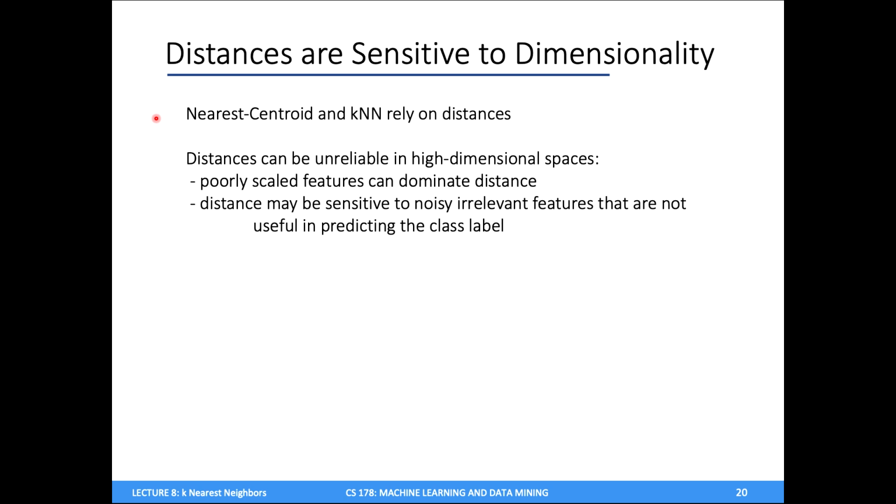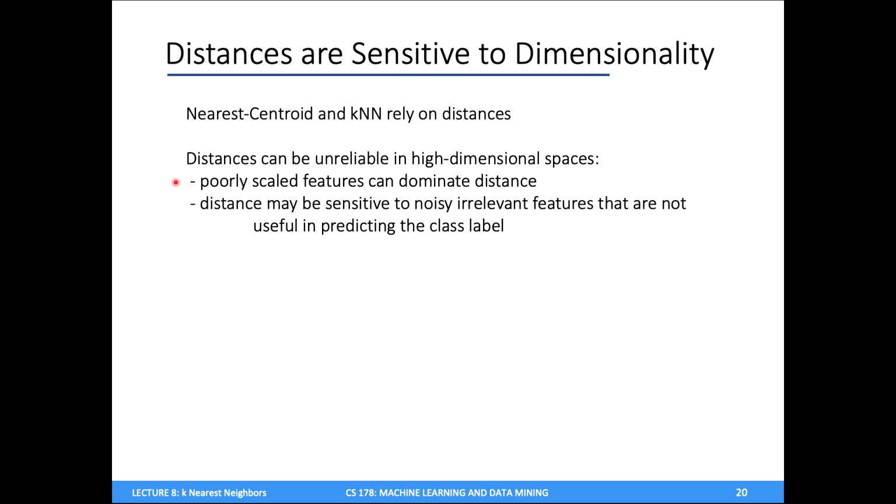Okay, so another thing that I'd like to emphasize about the kNN algorithm is that distances in general are very sensitive to the dimensionality of our problem. Again, what I mean by dimensionality is the number of features I have in my data set. So for something like MNIST, I have 28 squared different pixels, each pixel corresponding to a feature. So it's a very high dimensional data set. Both the nearest centroid algorithm and the kNN algorithm rely on distances to make predictions. And these distances can be very unreliable in high dimensional spaces.